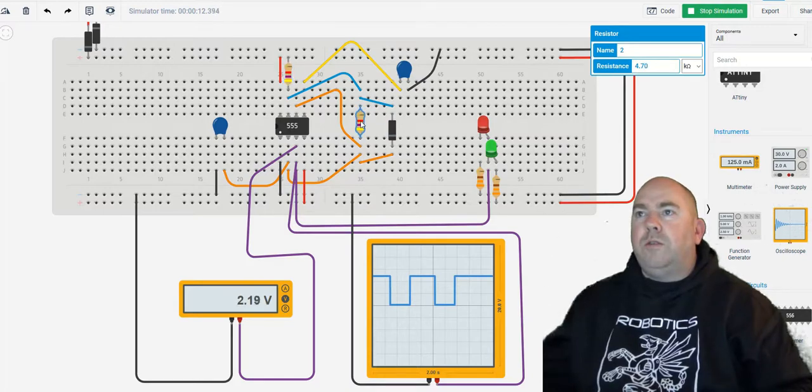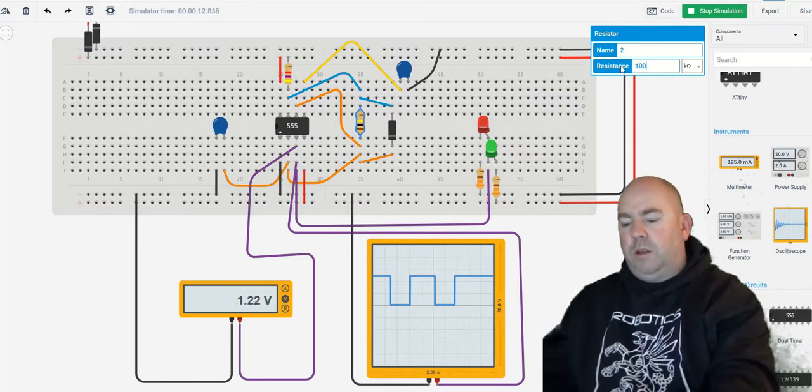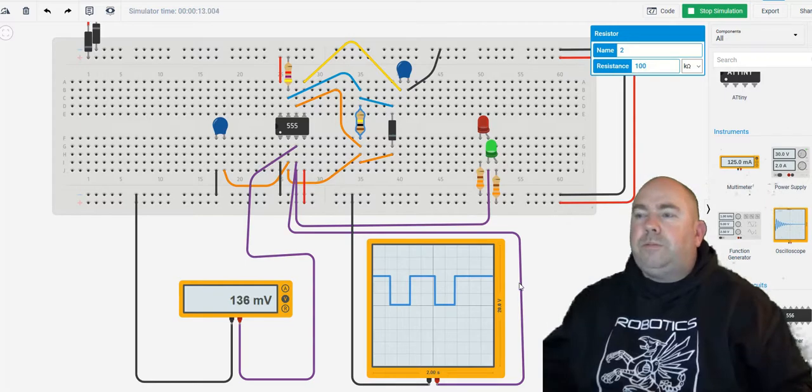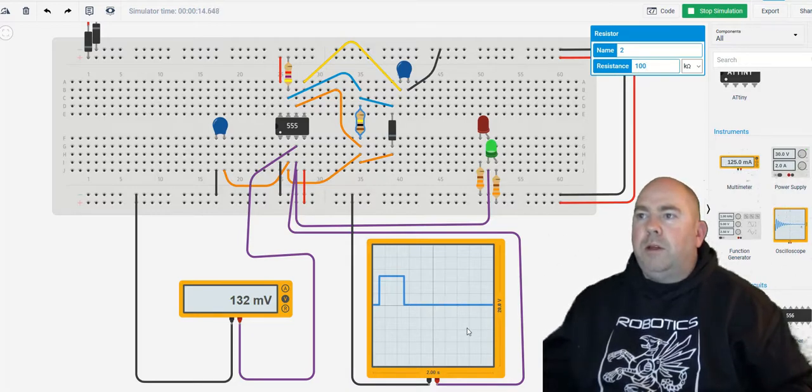If I change this resistor here, this is RB, up to 100, I'll see a dramatically longer off period and only a blip for on. So we're going to be mostly green, then we'll get a sudden red, and then back to green again. That will show up on the oscilloscope here as just a flat line, and then a sudden blip on here.